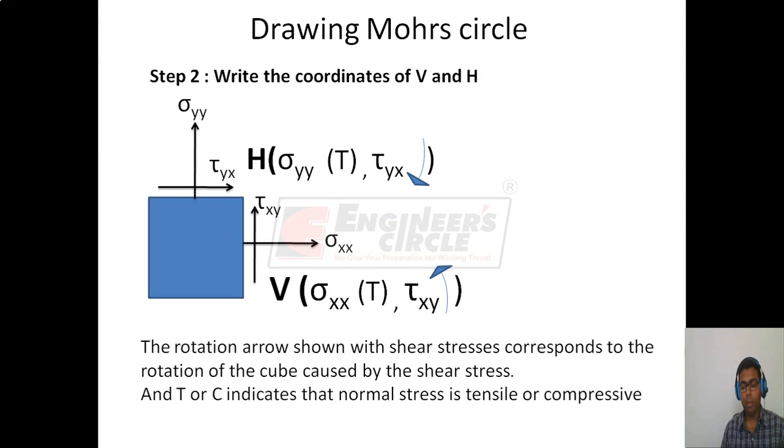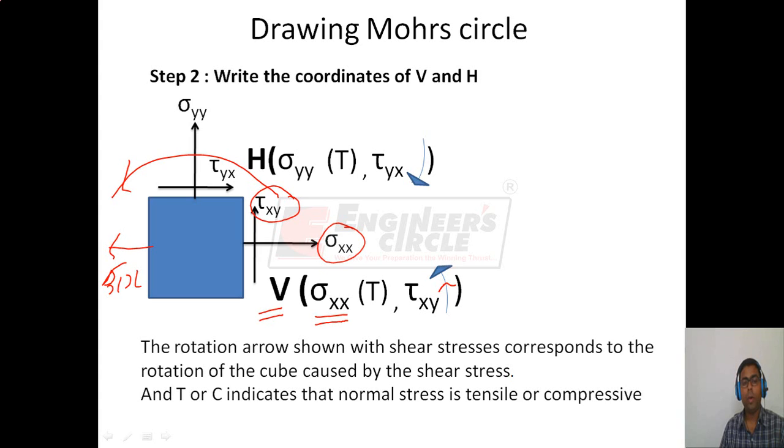On the vertical plane, normal stress is sigma xx and shear stress is tau xy. So we write the coordinates of the vertical plane as: the x coordinate is the normal stress, sigma xx, and you have to mention whether this normal stress is tensile or compressive. In this case, normal stress sigma xx is tensile. For the y coordinate, you write the shear stress tau xy. Now this tau xy is trying to rotate the element in the anticlockwise direction. Therefore, we put an anticlockwise arrow with shear stress tau xy.